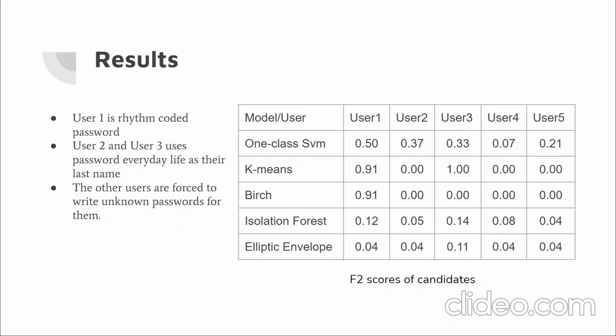Secondly, user 2 and user 3 are the next most successful databases, and they were familiar with the password because they had been using this password as their last name in real life. Lastly, user 4 and user 5 were forced to write passwords unknown to them, and they are the least successful ones.